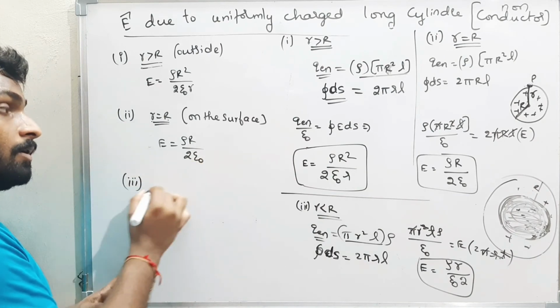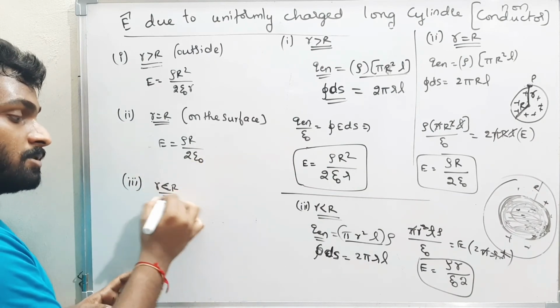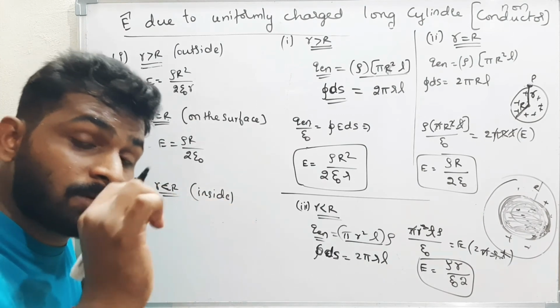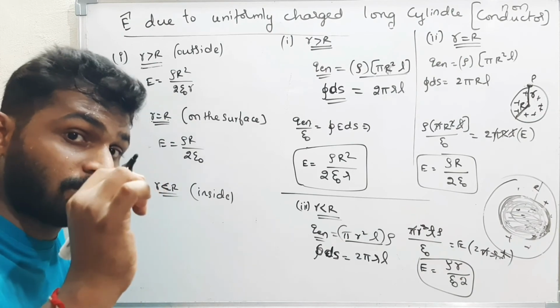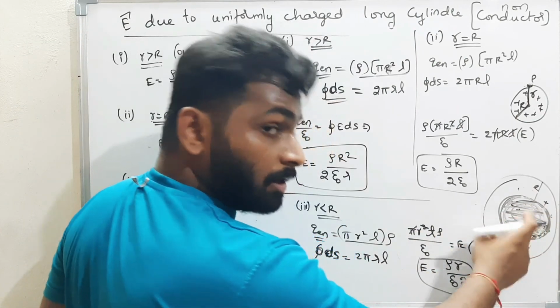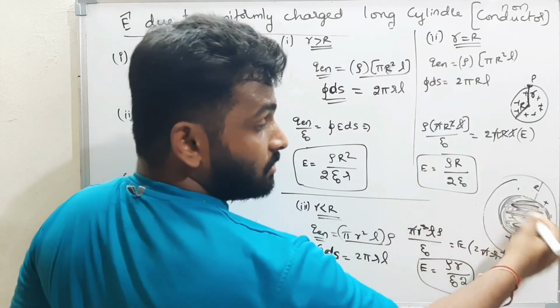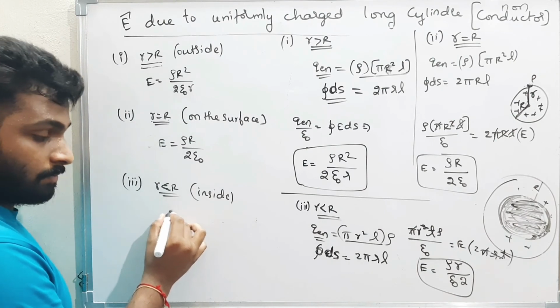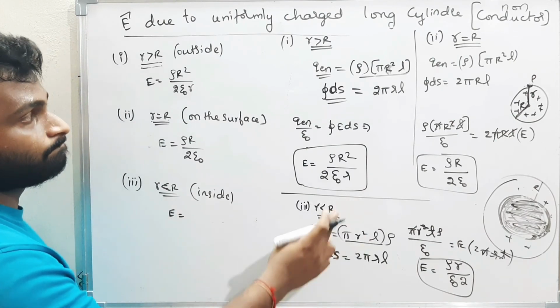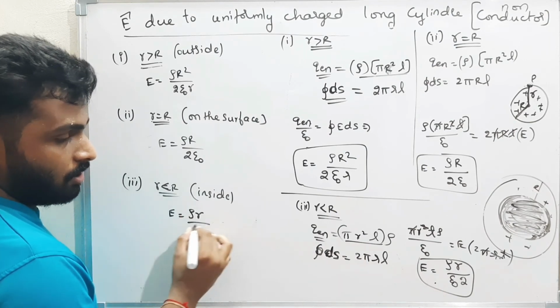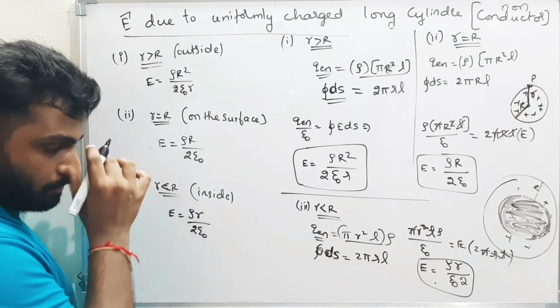Now, when small r is less than capital R, that means when the point is inside, even then there will be some electric field because there is some charge inside this Gaussian surface. Therefore there will be some electric field. But if it is a conductor, the charge is 0, therefore the electric field will be 0. But here the electric field is not 0. What is the electric field? The electric field is rho small r by 2 epsilon naught.